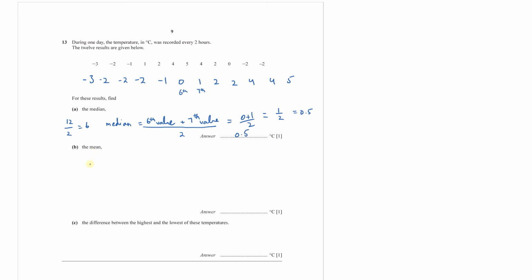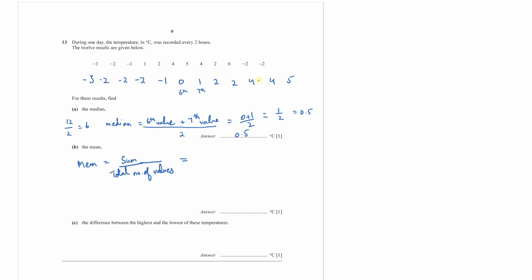Then you have to find the mean value. So mean would be the sum divided by the total number of values. So for the sum, we can add them all together. So minus 3. I won't write all the values.